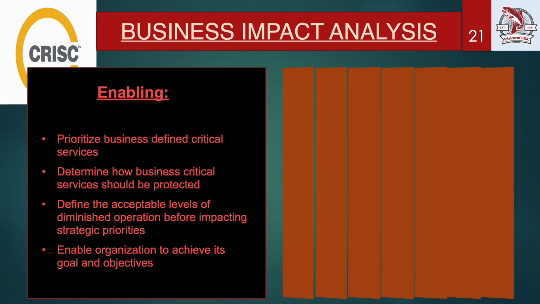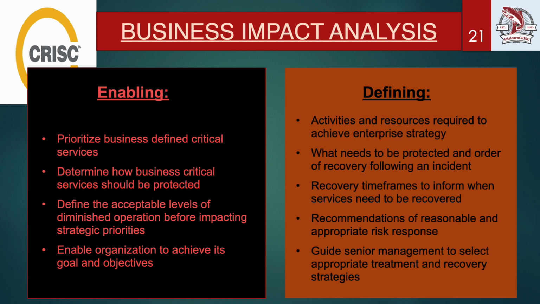Moving to the next, that is defining. Friends, we can state that the information provided in the context of business impact analysis outcomes is transformed into defining specific aspects of an organization's continuity planning. The first is activities and resources required to achieve the enterprise strategy.